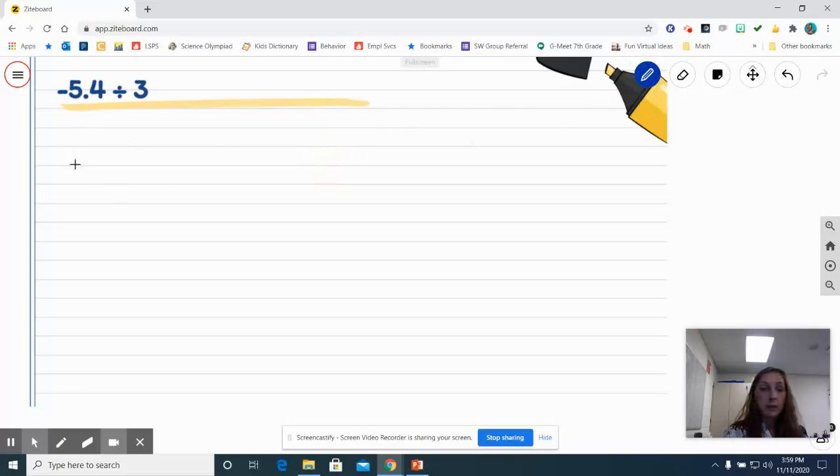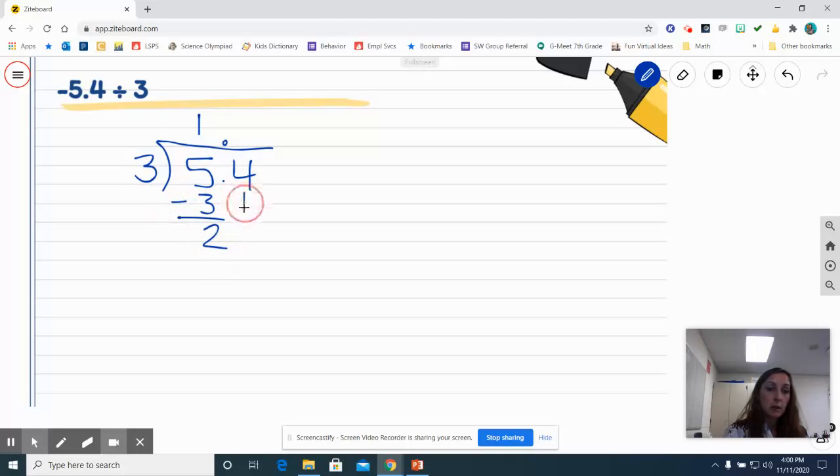And then for our last example, we have negative 5 4/10 divided by 3. In this example, there is not a decimal shown for the divisor. It already is a whole number, so we don't have to shift here. When there is just a decimal in the dividend, we just bring it up right above wherever it is in the problem. 3 goes into 5 one time. 1 times 3 is 3. We subtract to get 2 and bring down the 4 to repeat.